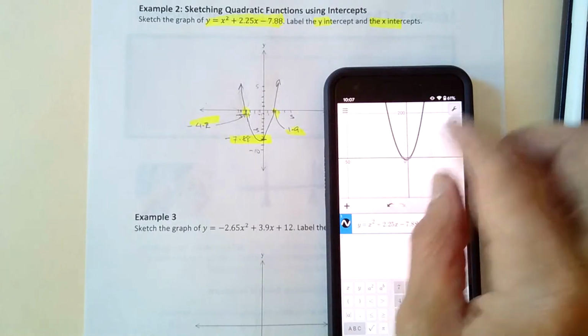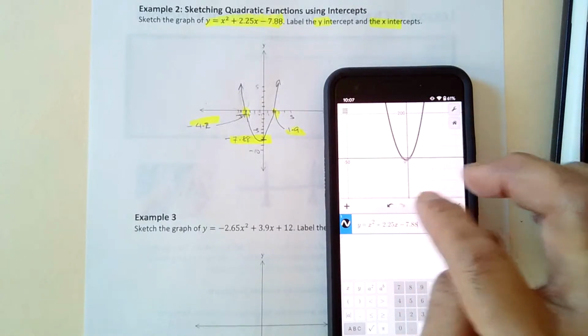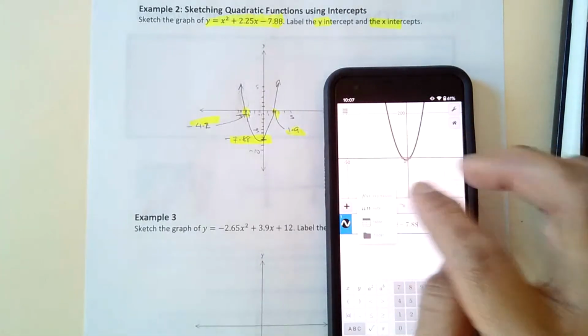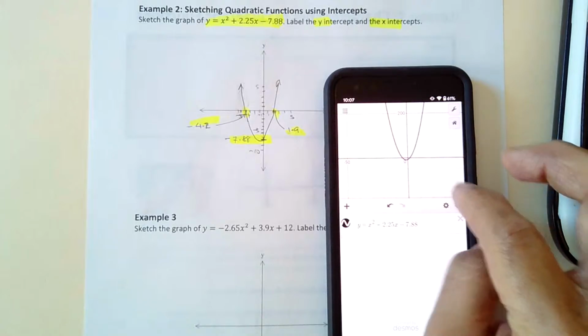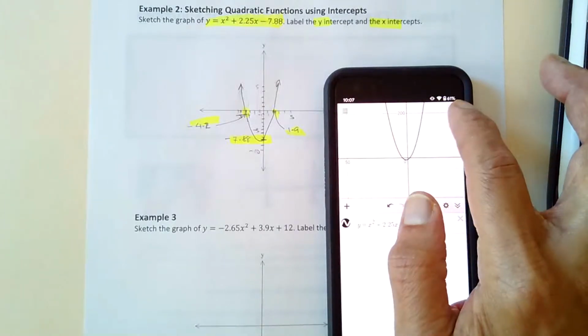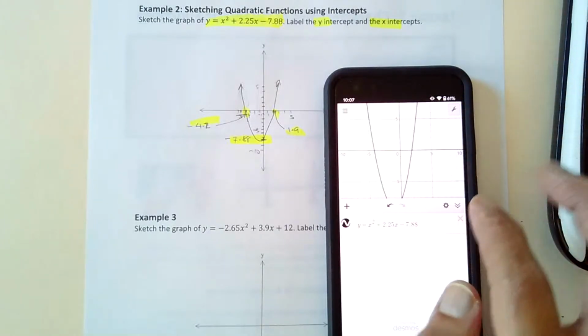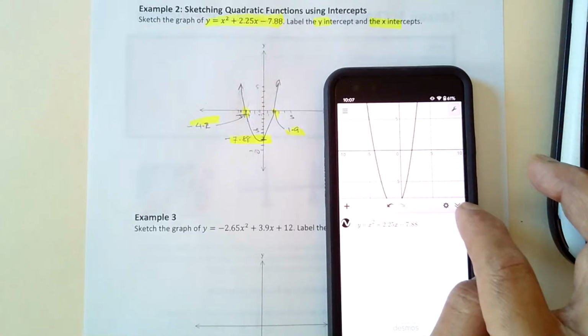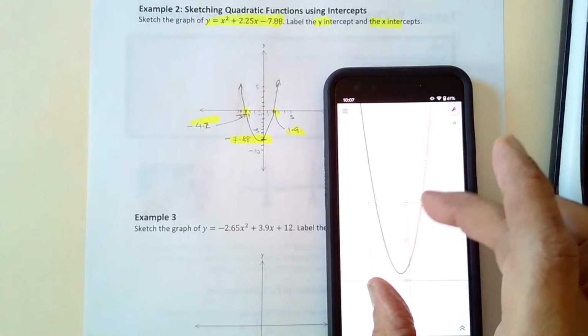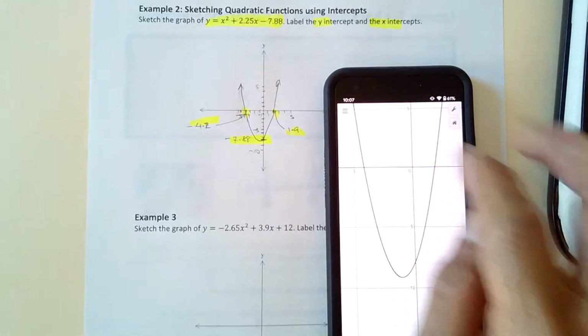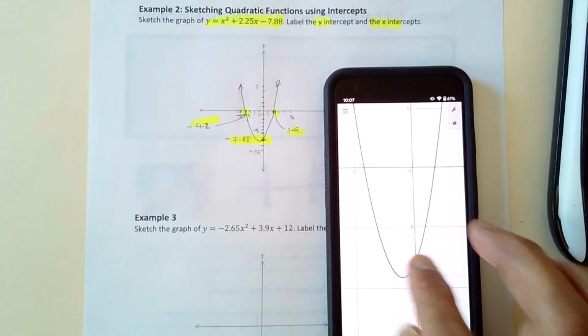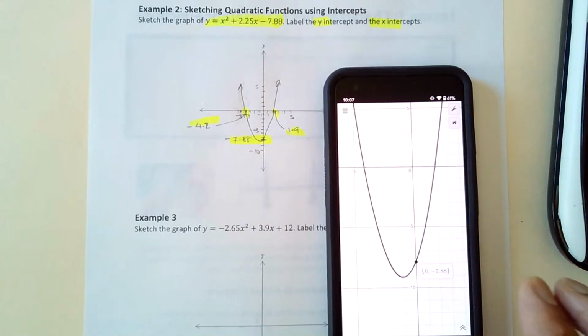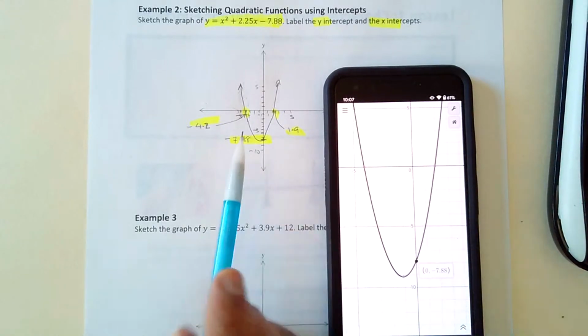Notice it's really zoomed out. I want to zoom in. By pressing the home button, I'm going to go down here. And I can pinch together. Now, this is my y-intercept, which is exactly as we have here.